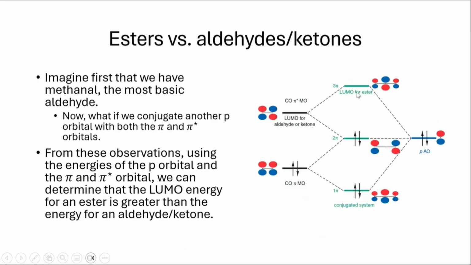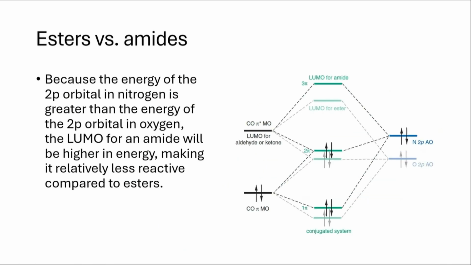here, we can determine that the LUMO energy for an ester is actually greater than a carbonyl LUMO. And next I want to go over why amides have their LUMO even higher in energy. And that's because the energy of the 2p orbital in nitrogen is greater than the energy of the 2p orbital in oxygen. So if we conjugate another p orbital with the pi-pi antibonding orbitals, then that LUMO will be higher in energy, so it's going to be less reactive, an amide.